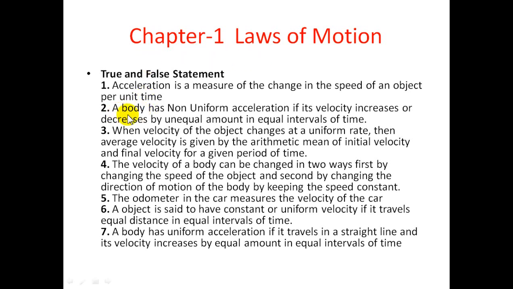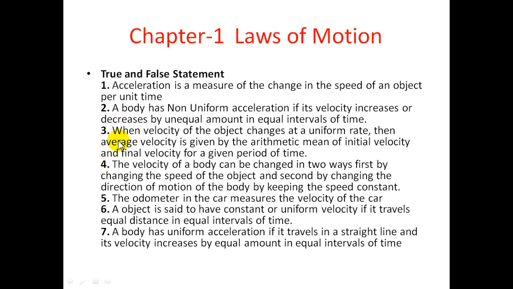Second question: a body has non-uniform acceleration if its velocity increases or decreases by unequal amounts in equal intervals of time. Yes, it will be non-uniform because velocity increases or decreases by unequal amounts in equal intervals of time. Unequal amount means unequal distance covered.